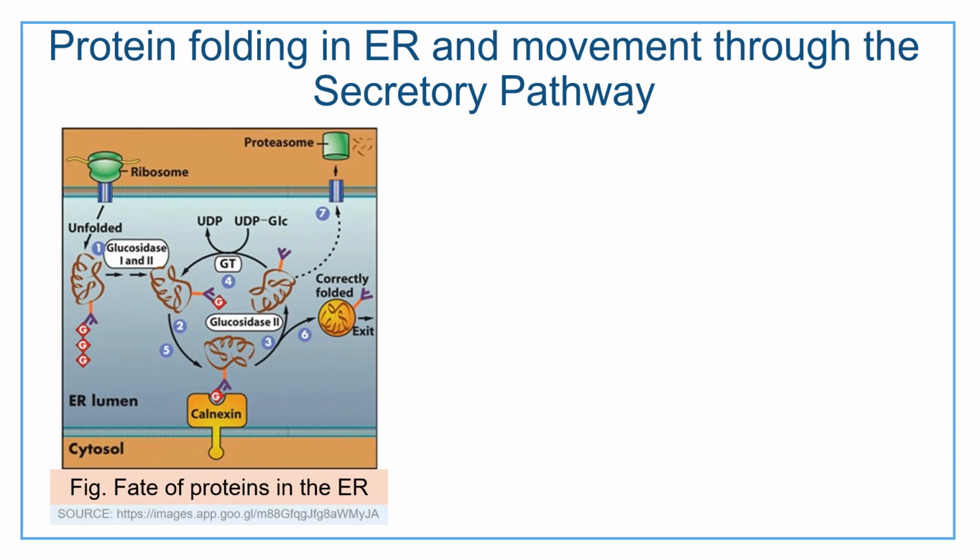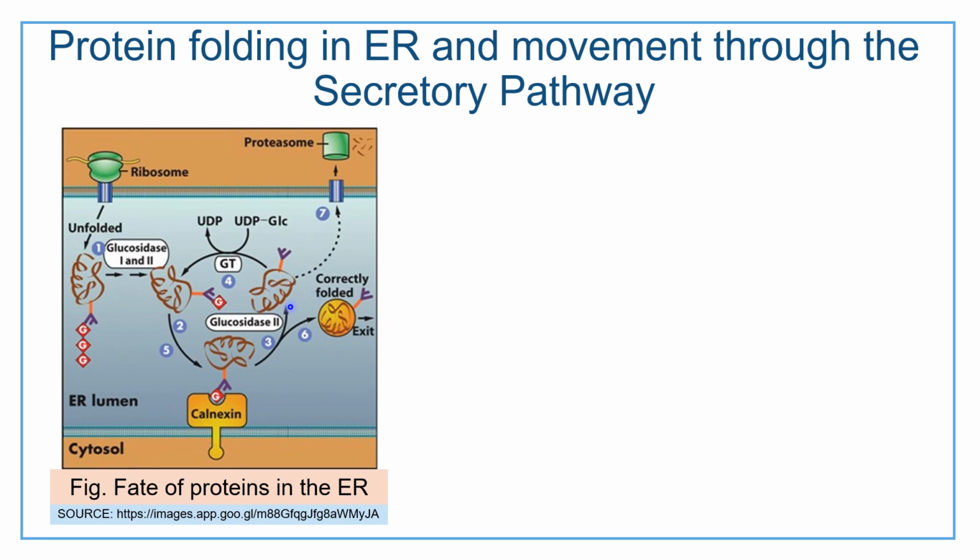Protein folding in ER and movement through the secretory pathway. After glycosylation of the polypeptide, 2 of the 3 terminal glucose is removed by the enzyme glucosidase. The presence of terminal glucose allows the binding of the polypeptide to several chaperone and ER proteins that help in proper folding and render stability. Once folded properly, the terminal glucose is removed and the protein becomes ready to get transported to the Golgi.